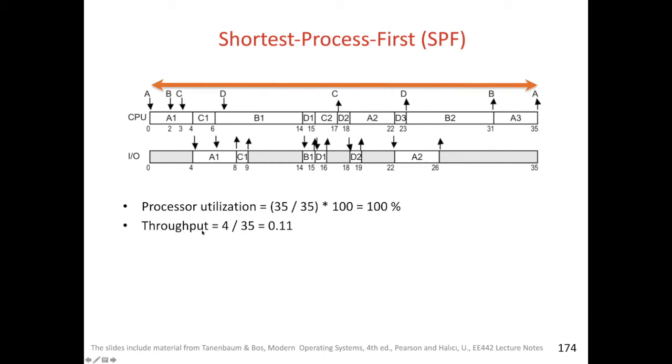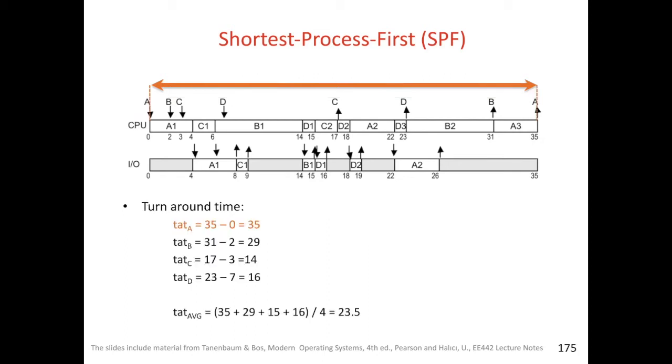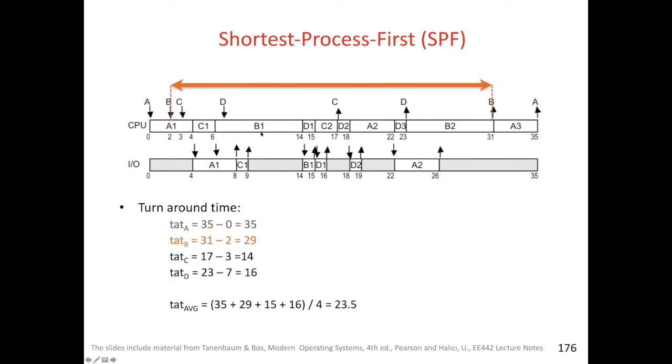The throughput is the number of processes, which is 4, divided by the total time, which is 35. It is again 0.11. The turnaround time for process A starts at 0, terminates at 35. So turnaround time for process A is 35 minus 0. It is 35. Process B is submitted at 2. It terminates at 31. So the difference is 29. It is the turnaround time for process B.